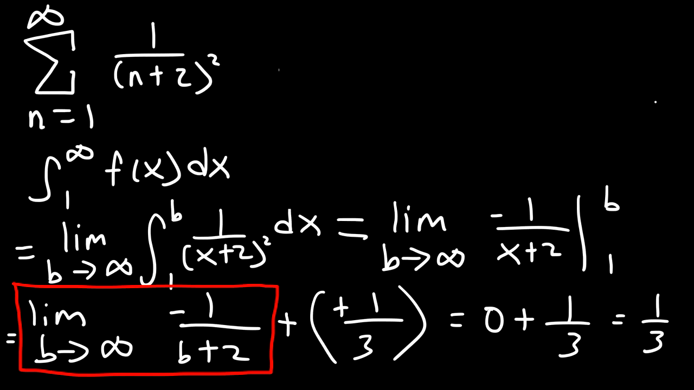So because we get a finite value, we could say that the integral converges to 1 over 3. So if the integral converges, then according to the integral test, the series must also converge. And so that's it for this problem. Now let's try another example.